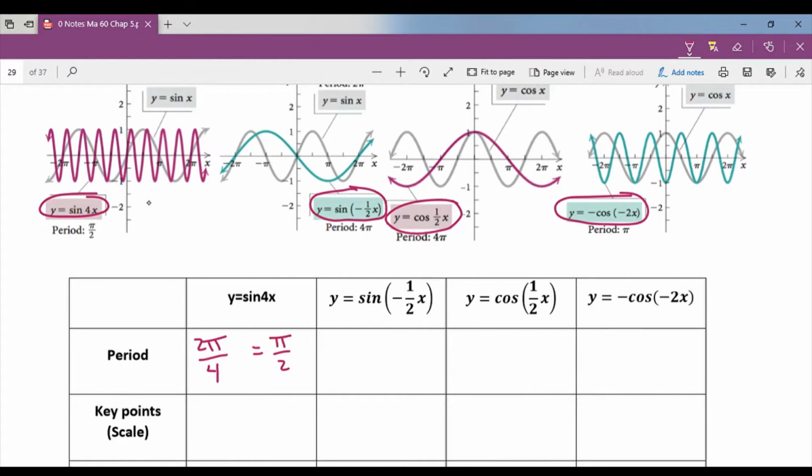And if you look up at this graph, you've got this point 0 where it goes up, and then you've got a point here where it goes up again.